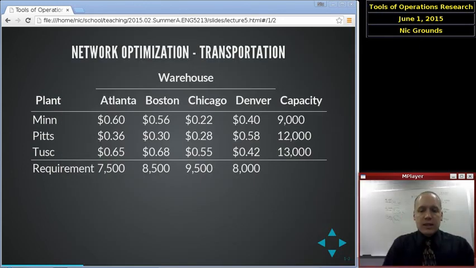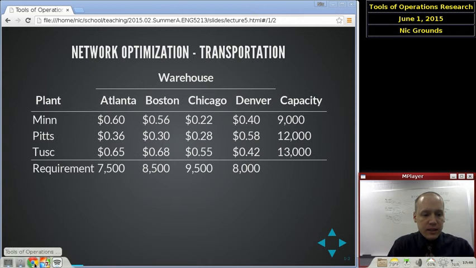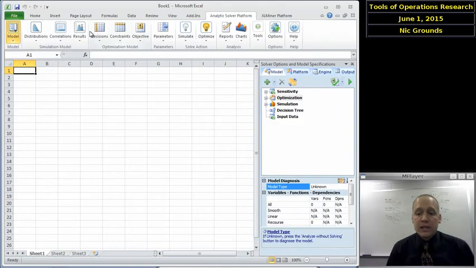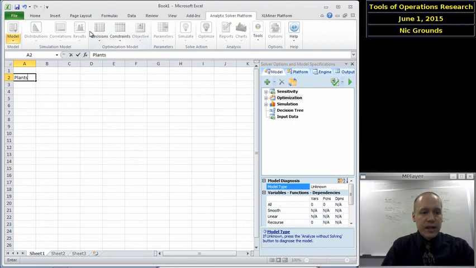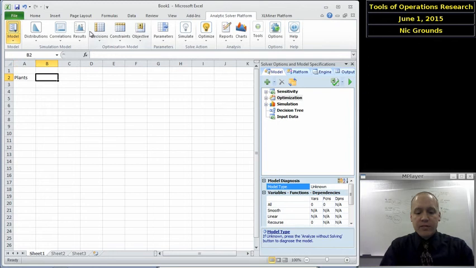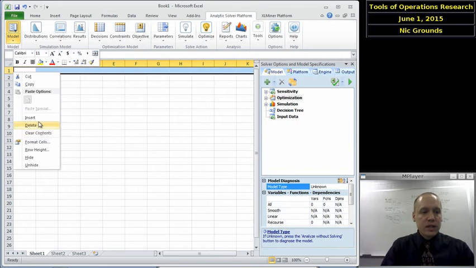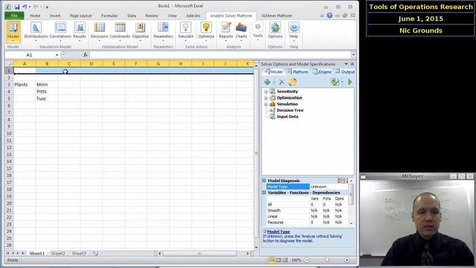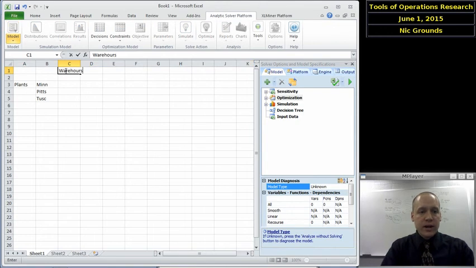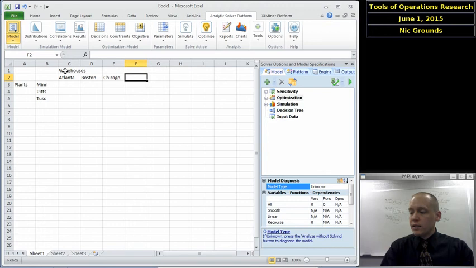So let's switch now to looking at Excel, and we'll find how we can set up this kind of problem. Okay? So we know we have the 3 plants. We have a plant in Minneapolis, we have a plant in Pittsburgh, we have a plant in Tucson. Okay? And we know we have 4 different destinations, 4 different warehouses. Okay? So we have 4 different warehouses represented as Atlanta, Boston, Chicago, and Denver.